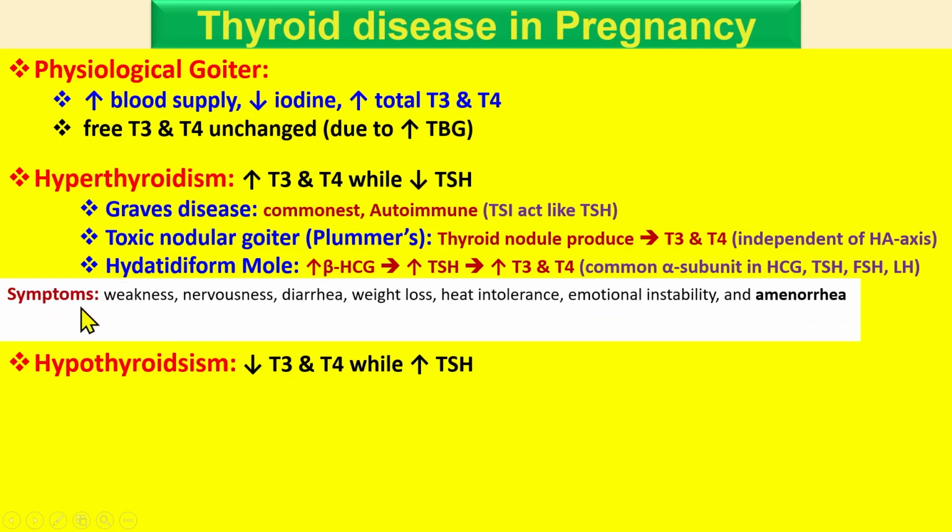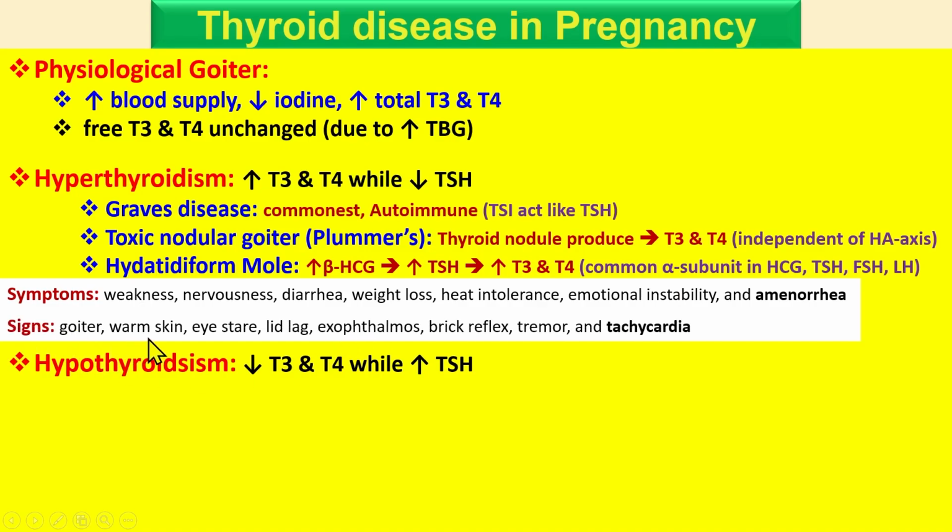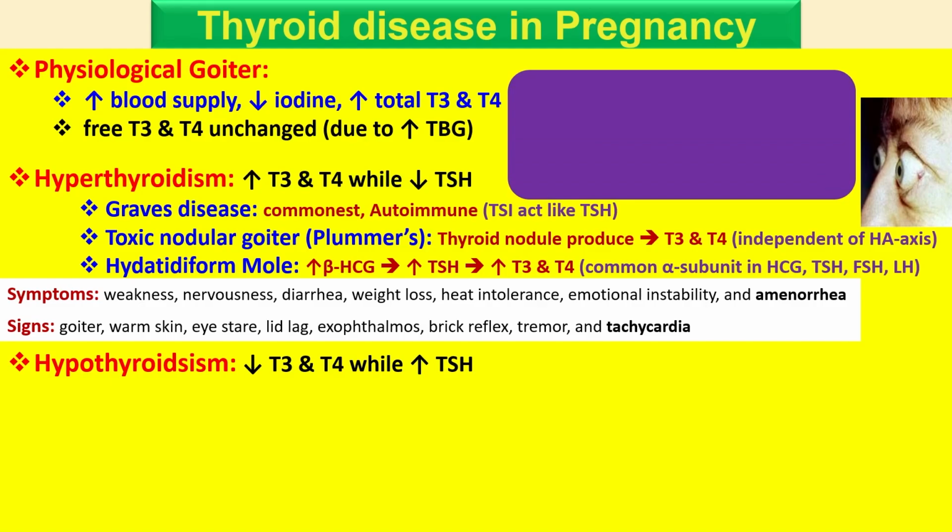Of course, you already know the signs and symptoms in hyperthyroidism: weakness, nervousness, diarrhea, weight loss, heat intolerance, emotional instability, oligomenorrhea, and signs: goiter, warm skin, eye signs like exophthalmos. This is exophthalmos, you know better. And there are brisk reflexes, tremor, and tachycardia. So these are the symptoms which you commonly see in hyperthyroidism. So what should you do? You should treat this condition.